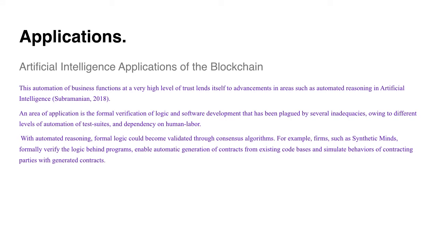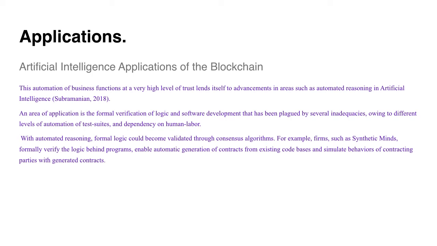There are many artificial intelligence applications also on the blockchain. Like, for example, the automation of business functions at a very high level of trust lends itself to advancements in areas such as automated reasoning in artificial intelligence. So this is a very cool and recent application.